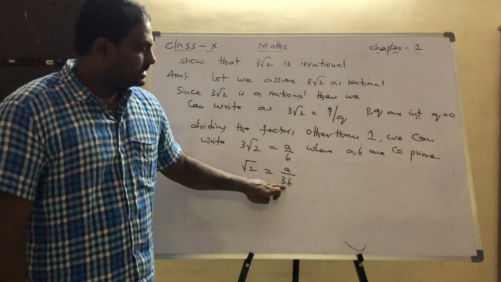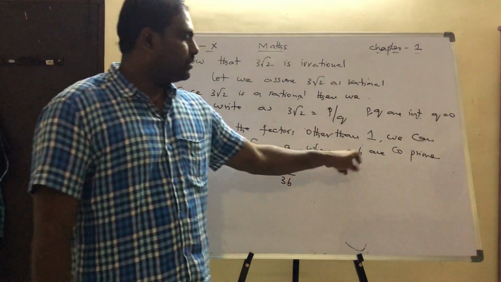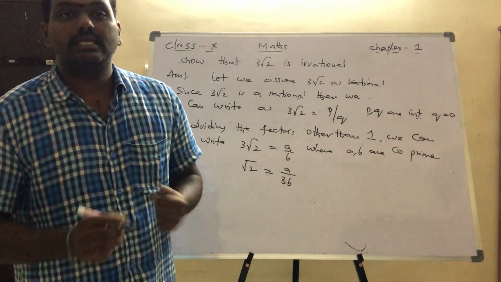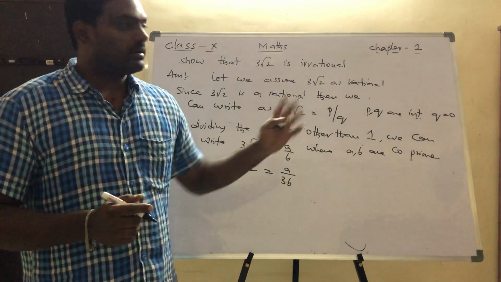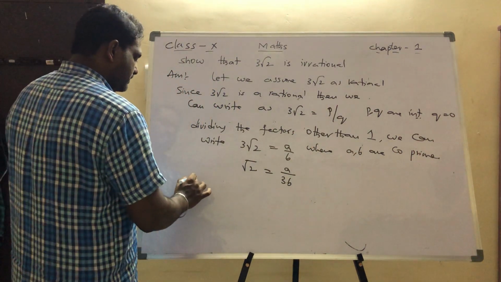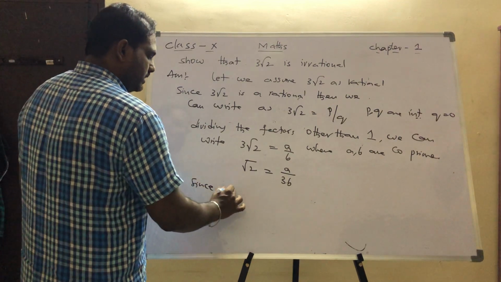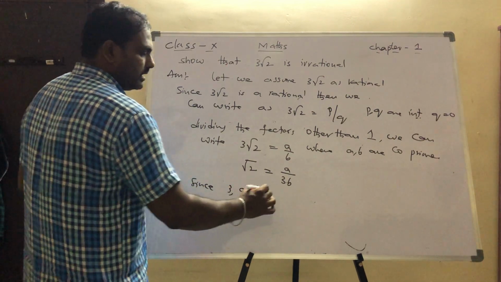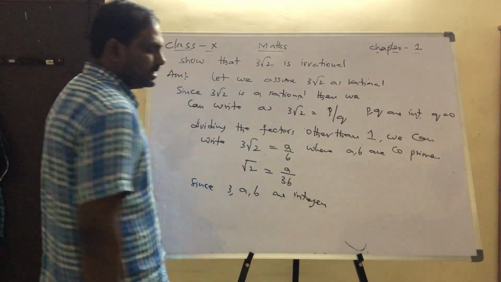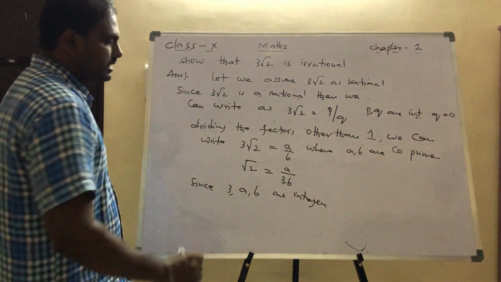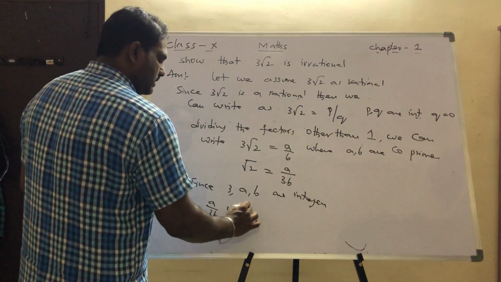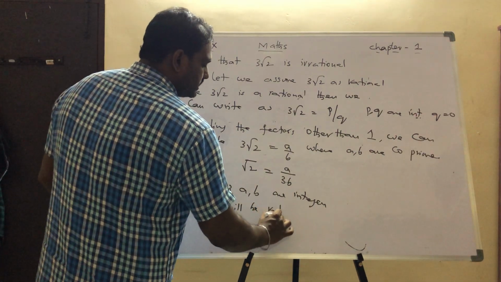Now what happened here? a by b were coprimes. Now by what number have we multiplied? We have multiplied with 3. So now the nature will change or not? In the previous case we have checked. So since 3, a, b are integers, a by 3b will be a rational number.